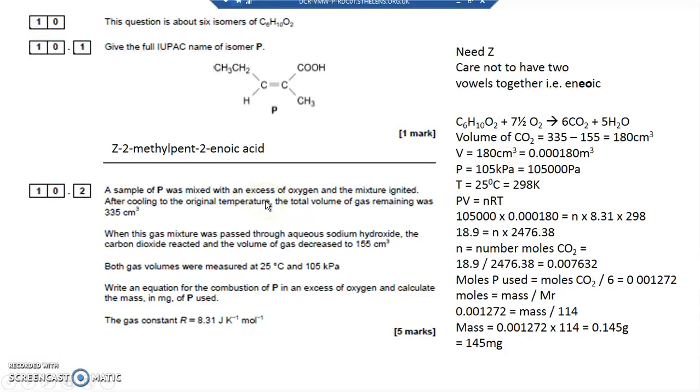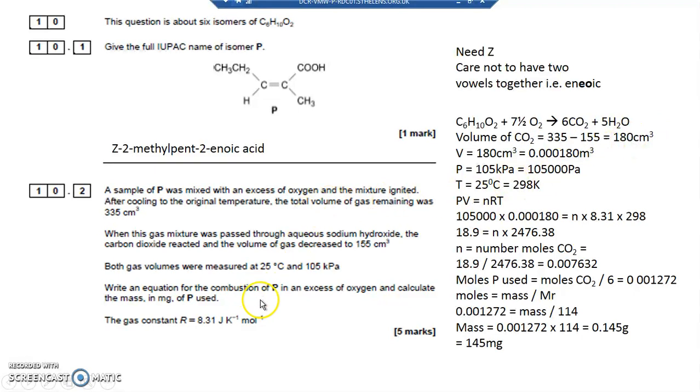Now, it tells me that after cooling to the original temperature, any water has now condensed back to room temperature, back to 25 degrees C. So there's 2 gases left in the system: carbon dioxide and any leftover oxygen. It says, after this gas mixture has passed through sodium hydroxide, the carbon dioxide reacted and the volume of gas decreased to 155. So it's come down from 335 to 155, because the carbon dioxide's been removed. If I subtract those 2 numbers, I've got 180 centimetre cubed of carbon dioxide.